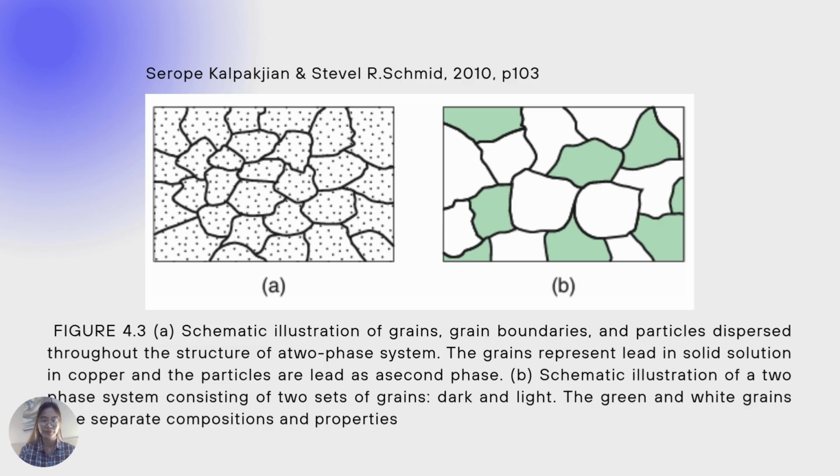within the microstructure. This table summarizes the main surface hardening processes used to improve the wear resistance of steel components. Each method involves diffusing carbon or nitrogen into the surface to form a hard, wear-resistant outer layer while keeping the core tough and ductile.